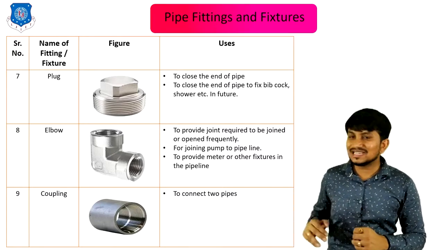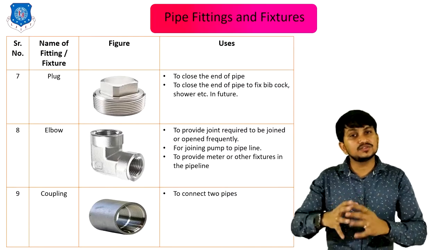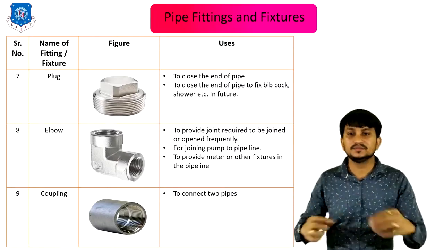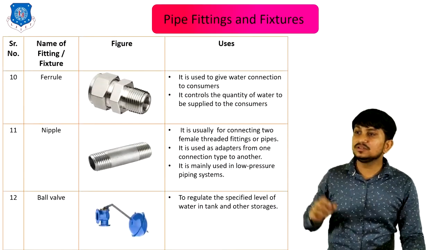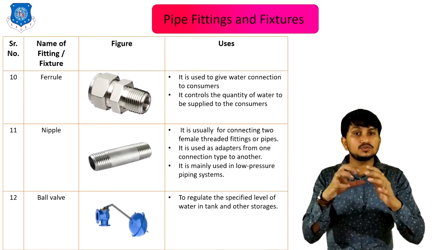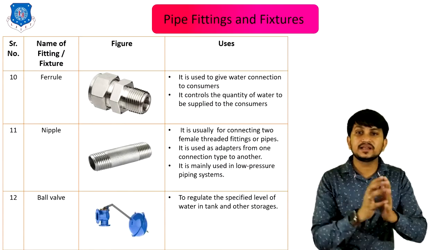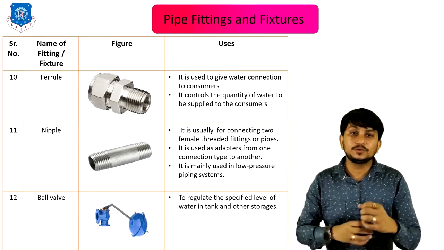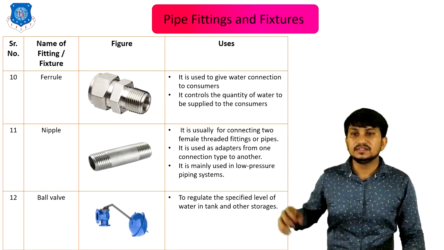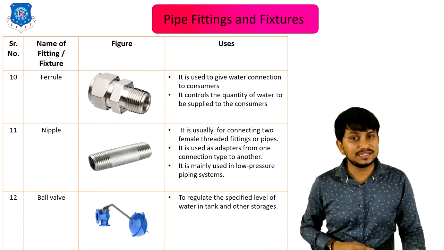Ninth is coupling. It is used to connect two pipes. This is called as coupling. Next is ferrule type of connection. It is used to give water connection to the consumers. It controls the quantity of water to be supplied to the consumers. There ferrule type of connection is used.